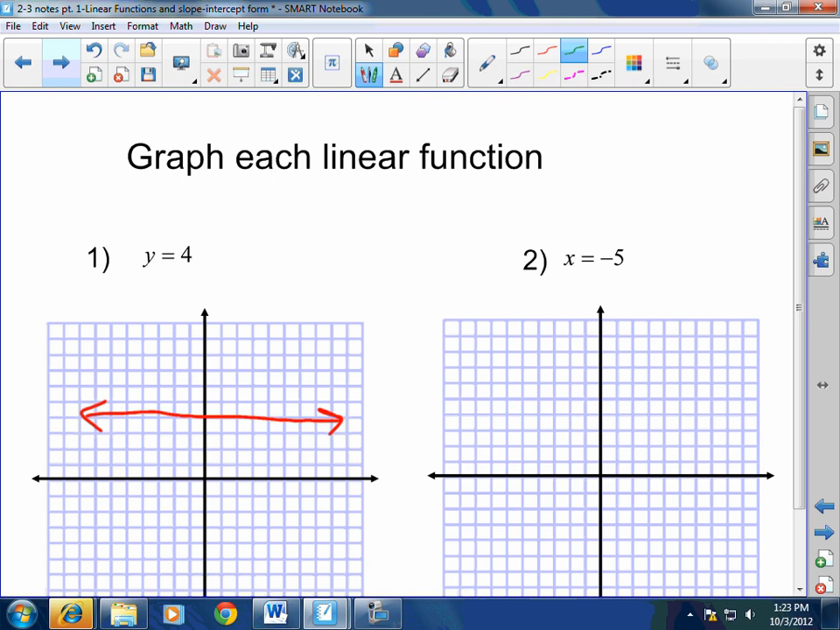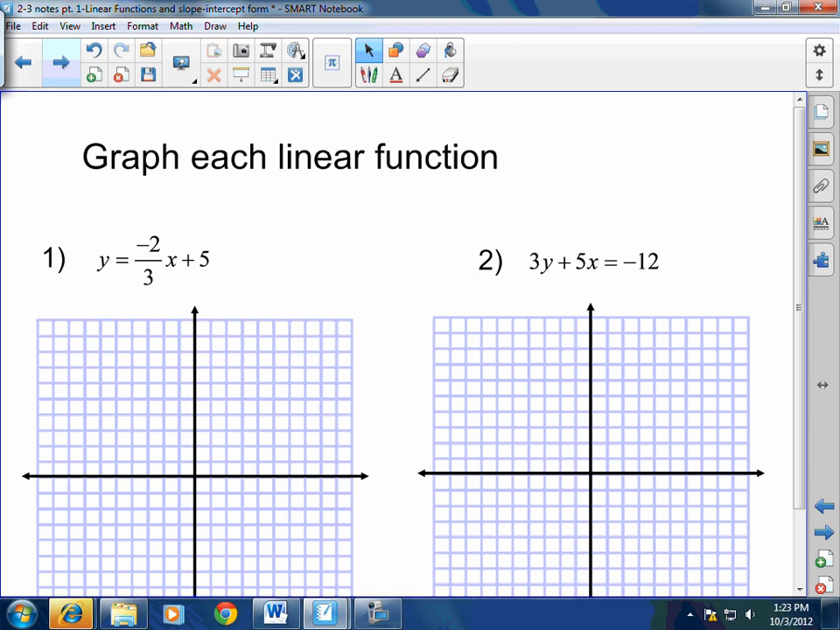Same thing for the x. Is it a horizontal or vertical line? Vertical line, and it's going through the -5. So I go 1, 2, 3, 4, 5. It's going down right there, -5. Last two, just to make sure we get good practice.